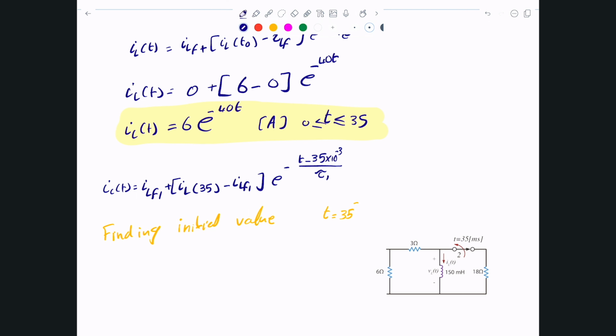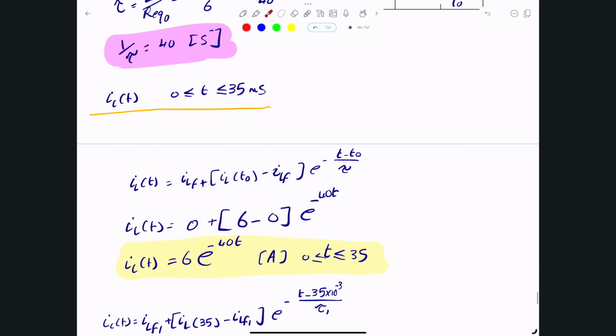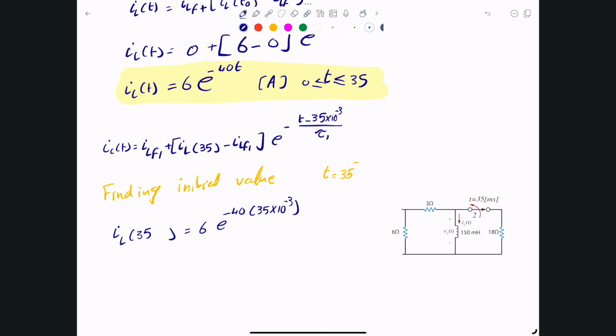All right, so let's figure out what's IL of 35, exactly 35, which is 35 minus, or 35 plus. It will become 6 e to the negative 40. Well, the t should be 35 times 10 to the negative 3, because we dealt with the 40 to be second to the minus 1, if you remember in here. Of course, we can fix this one here just to make sure that you guys can see it. That should be 10 to the negative 3 in here. All right, so what is that then? Well, that will be simply 6 times e to the negative 1.4, and that's it.